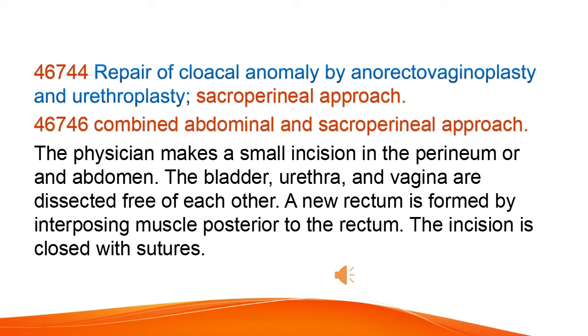Repair of cloacal anomaly by anorectovaginoplasty and urethroplasty, sacroperineal approach. Combined abdominal and sacroperineal approach. The physician makes a small incision in the perineum or an abdomen.